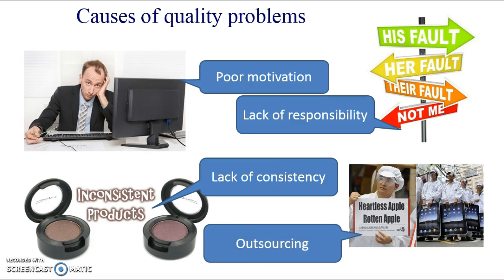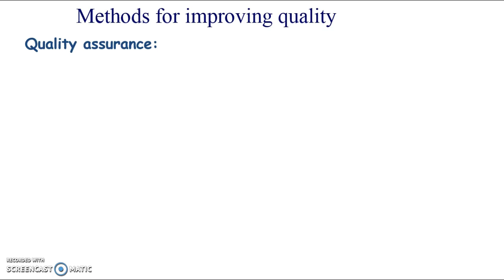And outsourcing can cause problems as well. Here are some pictures from Foxconn, who produce Apple's iPhones for them in China, and they've been accused of having really poor working conditions for their workers. There were a few scandals a few years ago. You can Google these and find out about these stories if you want to. But outsourcing can mean that it's another business dealing with part of your production process. They might not have the same focus on quality, they might not have the same quality standards that you have, because it's a different business, it's a different culture.